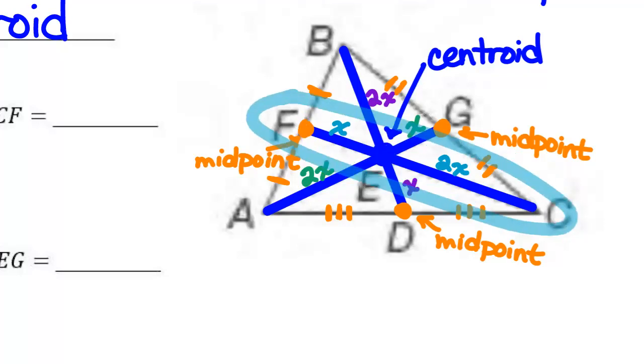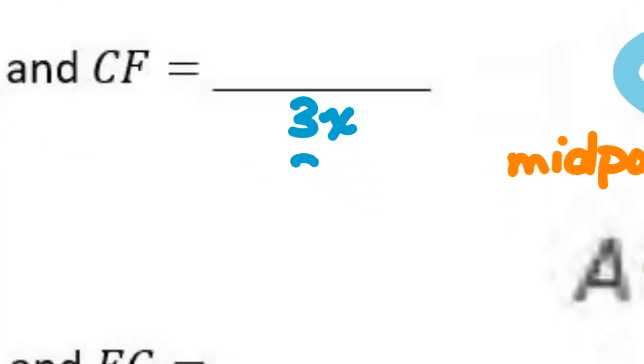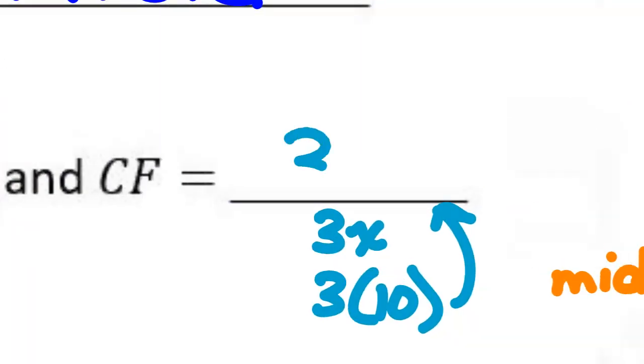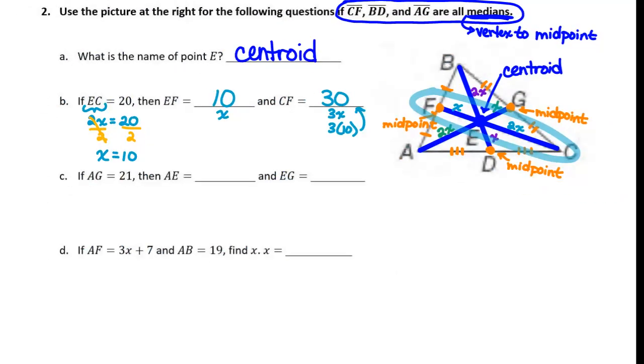What about that whole big median there? I have x and I have a 2x, and I'm putting them together to get that whole median. So what would that be then? 3x. And we said that x is how big on this one? X is 10. So 3 times 10 would give me what? 30. Beautiful.